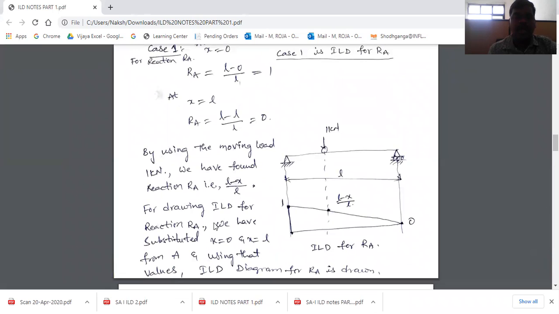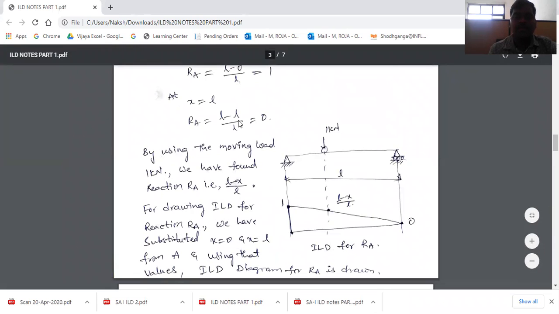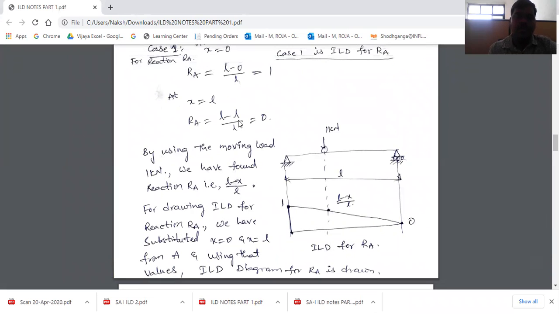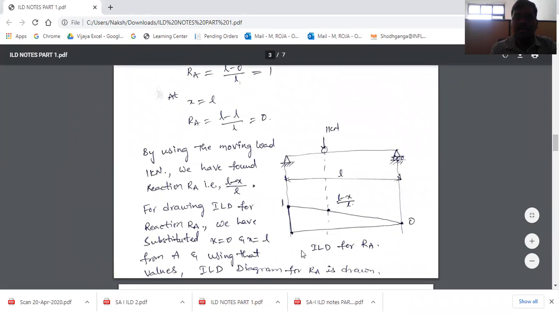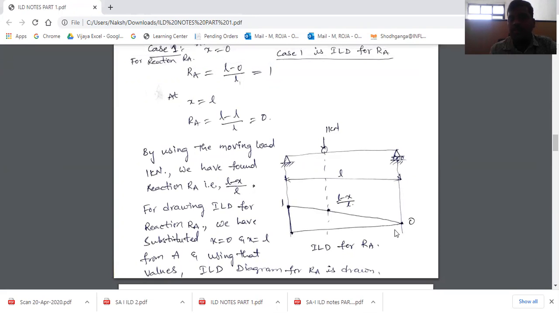For drawing the ILD for reaction RA, we have substituted x is equal to 0 here and x is equal to L from A. Using those values 1 and 0, we have drawn a diagram like a bending moment diagram, which is the influence line diagram, but both are different. This is the diagram that represents the influence of the reaction RA over the entire beam when the load is moving from A to B.